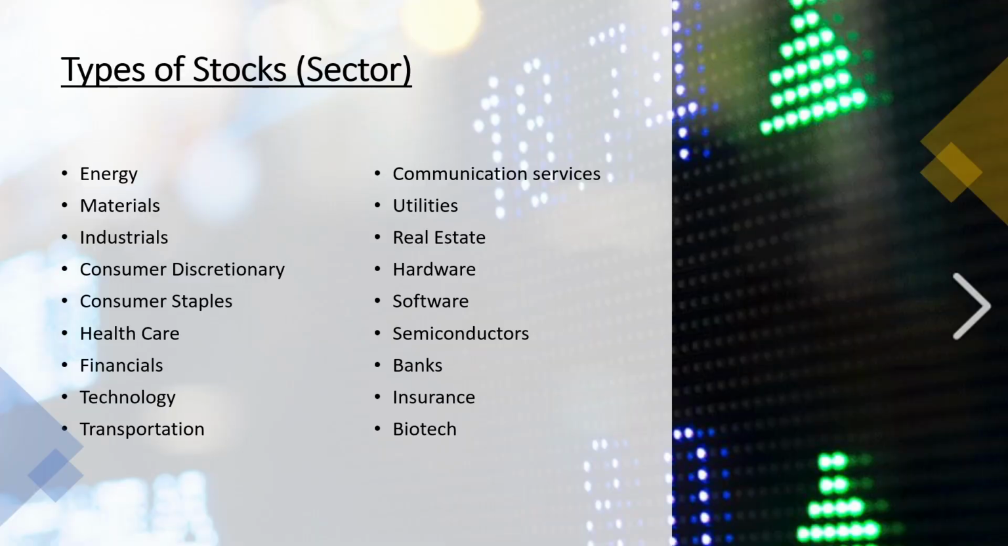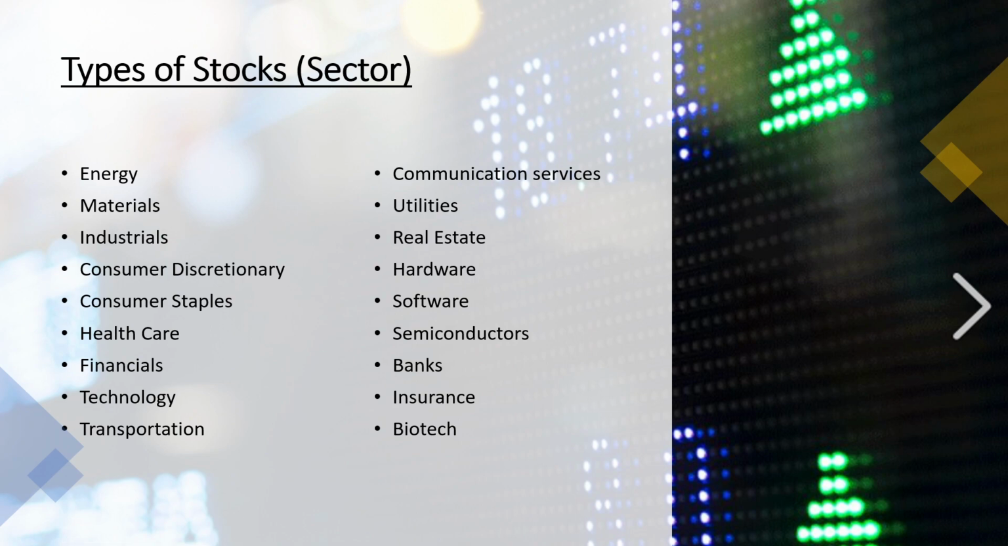So when trading, you're going to be seeing a lot of different types of stocks. Now I've written down the sectors of stocks there are. So you have energy stocks, material stocks, industrials, consumer discretionary, consumer staples, healthcare, financials, technology, transportation, communication services, utilities, real estate, hardware, software, semiconductors, banks, insurance, and biotechnology.